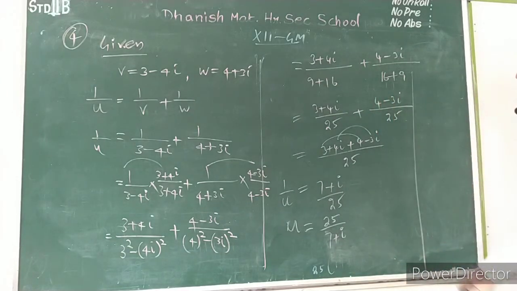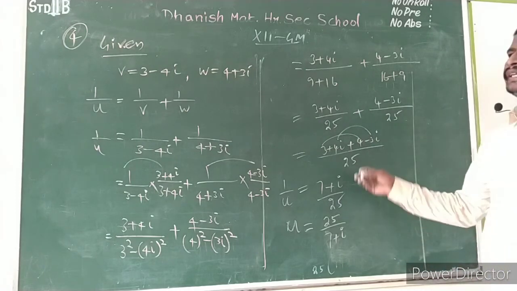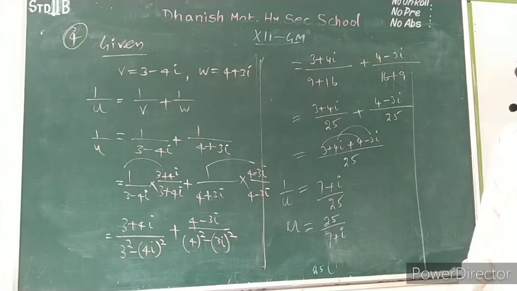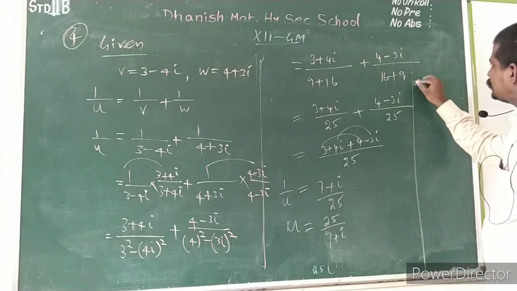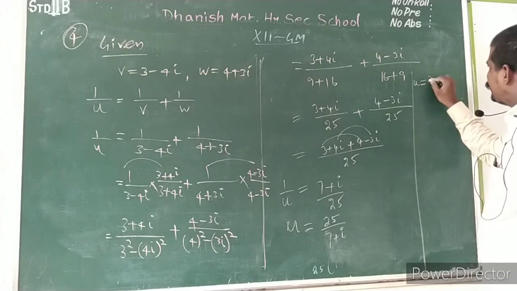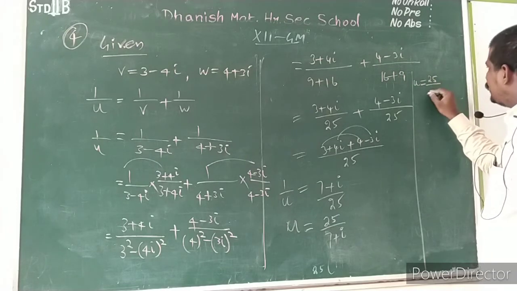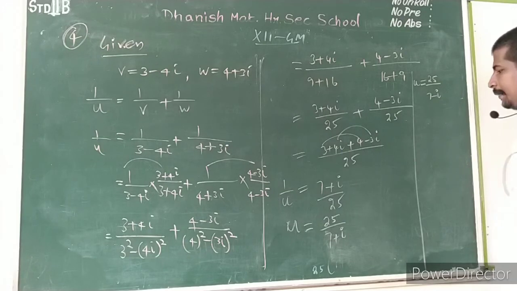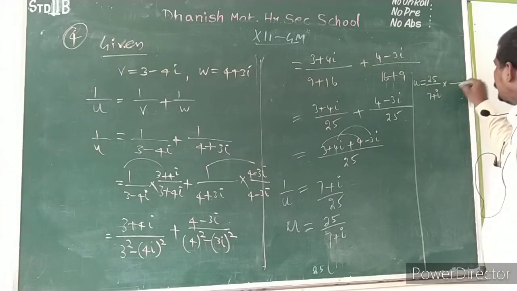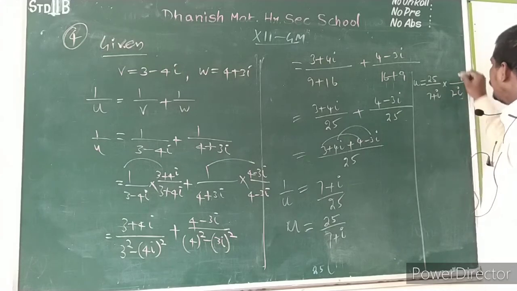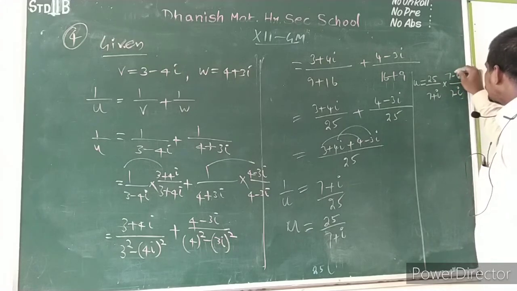Here look at the denominator. Here there is i in the denominator. Here we should delete the i in the denominator. For that I am going to multiply the numerator and the denominator by the conjugate. So u equal to 25 divided by 7 plus i, into 7 minus i over 7 minus i.